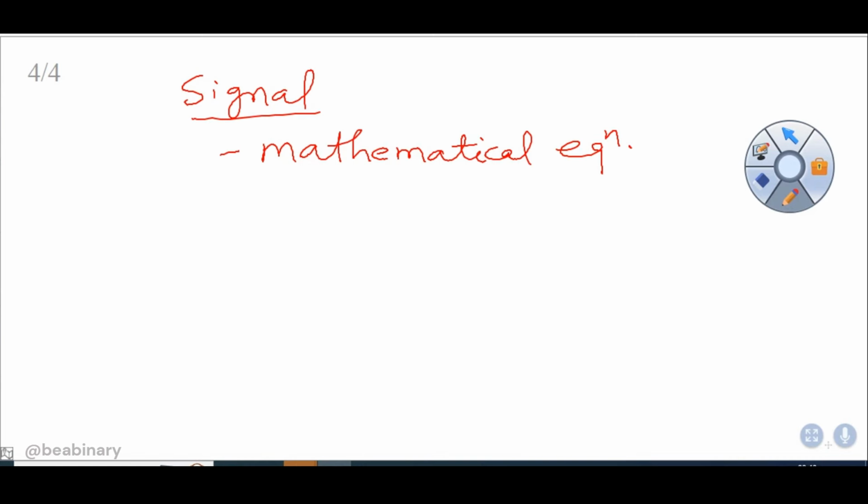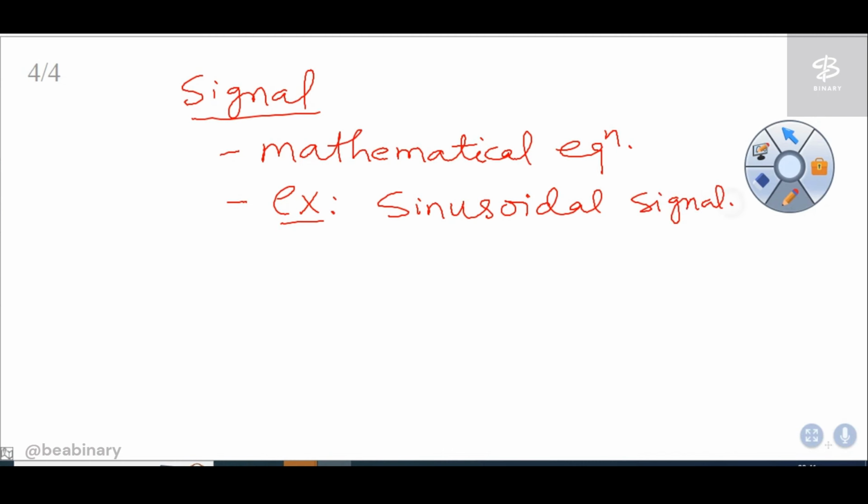So suppose I am taking an example of a signal, a sinusoidal signal. If I am taking an example of a sinusoidal signal, you know that the sinusoidal signal is something like this. Now, if I ask you to represent this signal in the form of a mathematical equation, then how will you represent it?